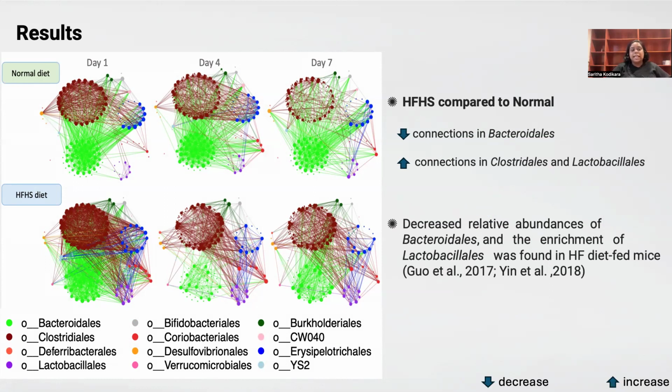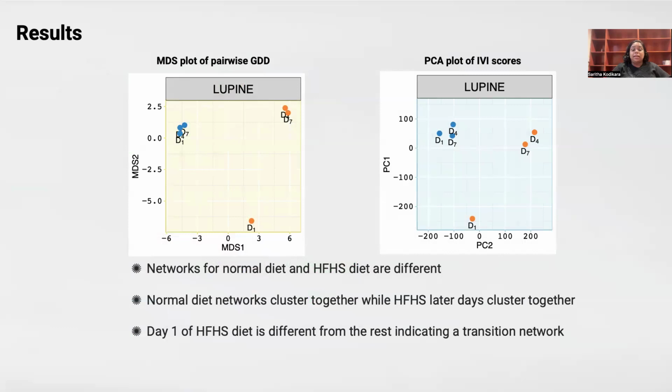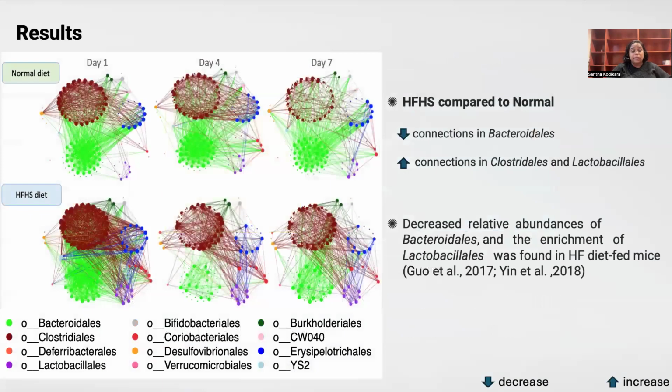But we see that several papers talk about decreased relative abundance of Bacteroidales, and we also see enrichment of Lactobacillus. These are key findings from previous research, and they also agree with the number of connections. So maybe the higher the connections, the more abundant they are. Again, we can then compare how these networks compare with each other.